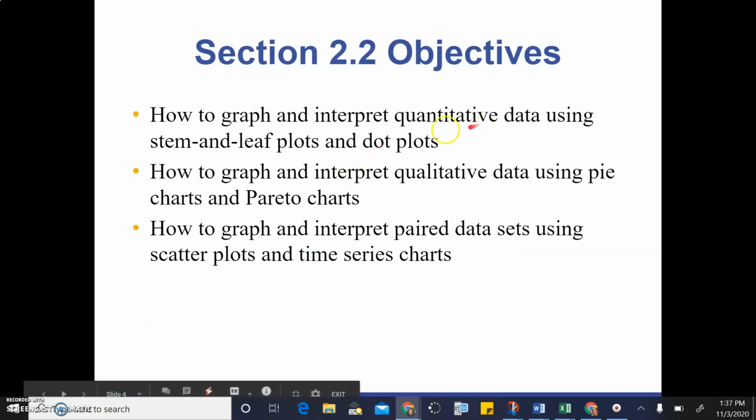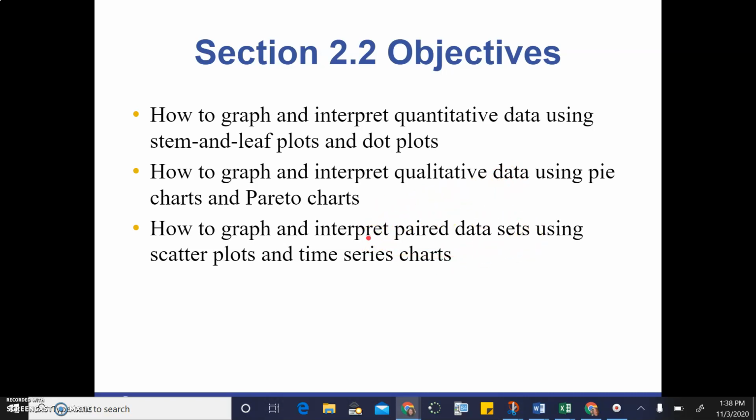So we're going to talk about stem and leaf plots and dot plots, pie charts and Pareto charts, and scatter plots and time series charts. And you'll notice quantitative data, right? That's about numbers for these. Qualitative, that's categories.